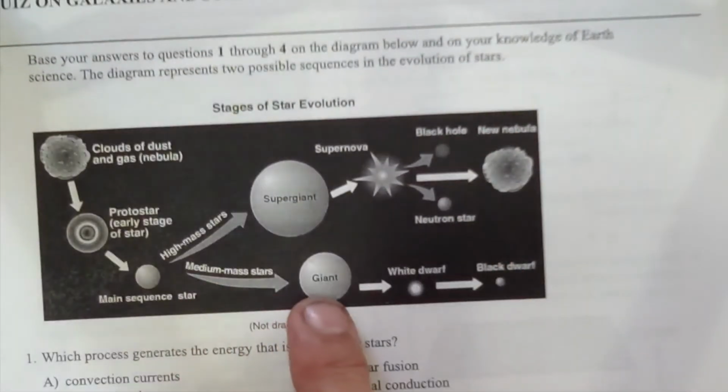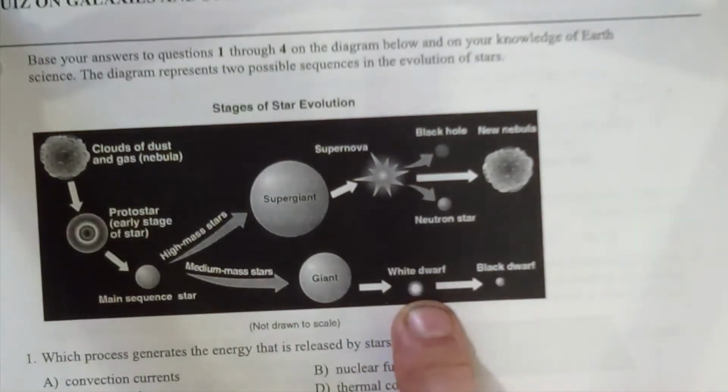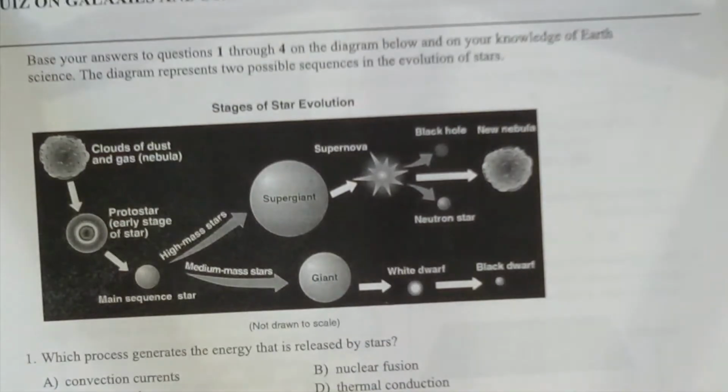Medium mass stars become giant stars. They burn out their fuel. The size of the star shrinks to become a white dwarf and finally may form a black dwarf.